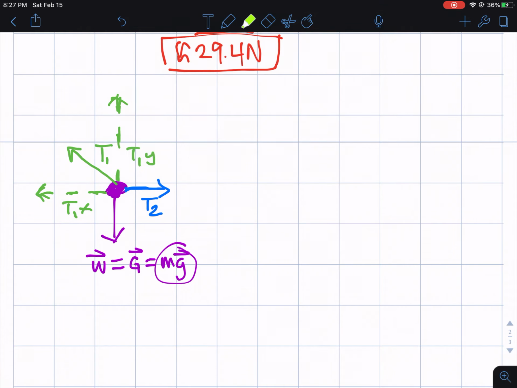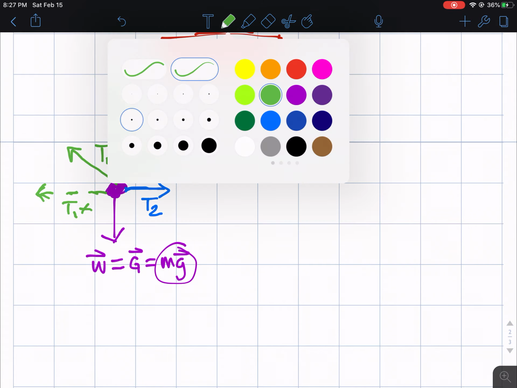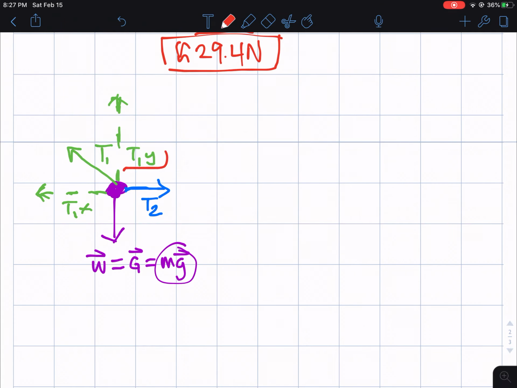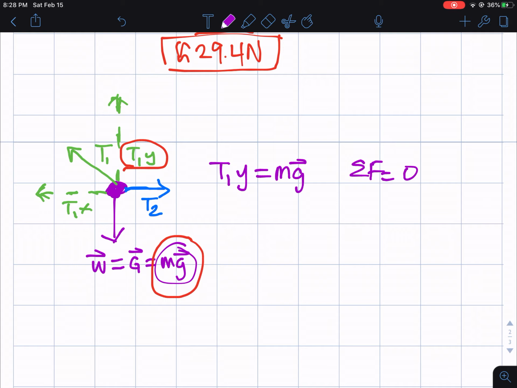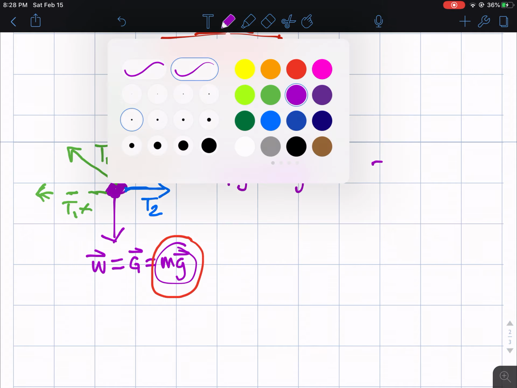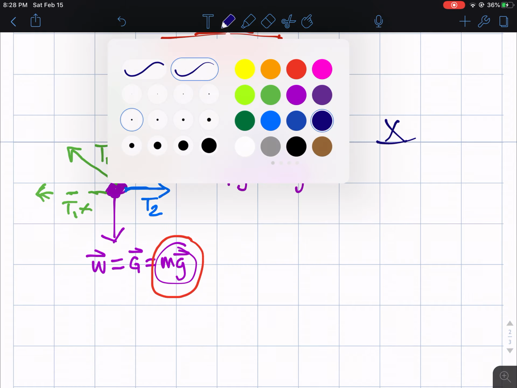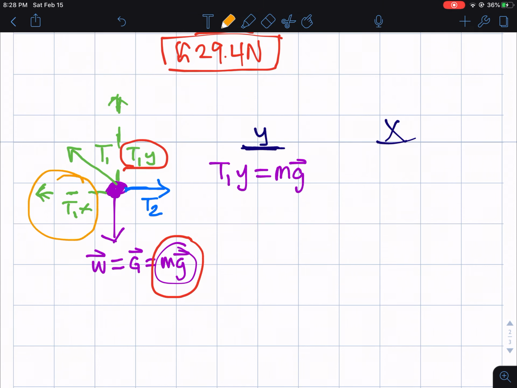What you want to notice here is, let's use red for y, that your T1y is going in the opposite direction to your mg. So that means your T1y should equal your mg in magnitude, but opposite in direction, because the sum of their forces will equal 0. This is on your y axis.